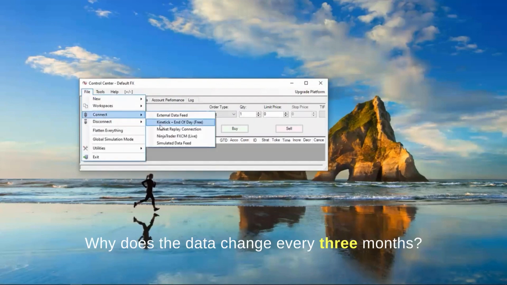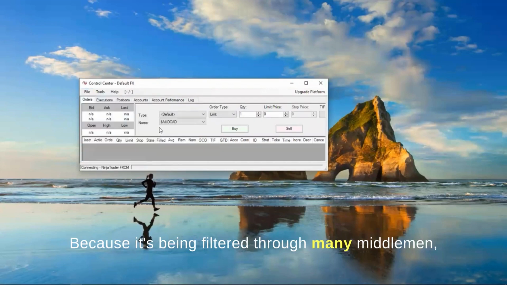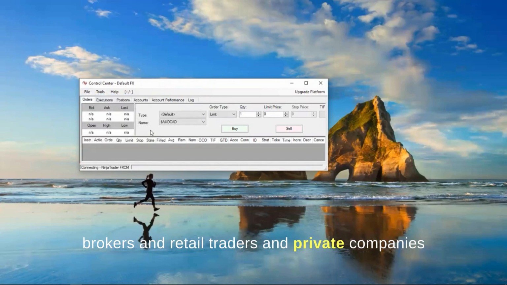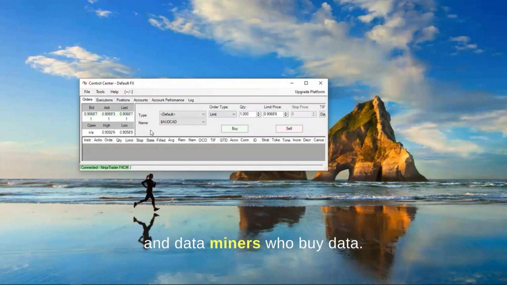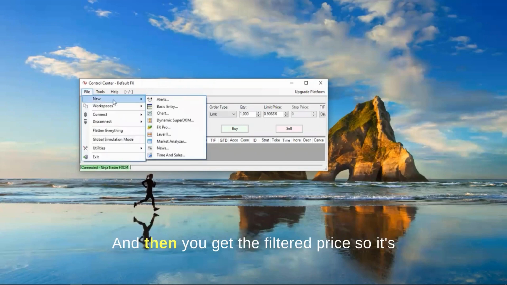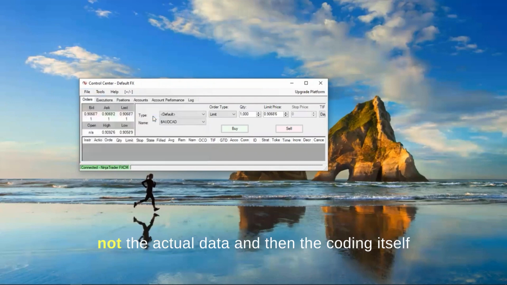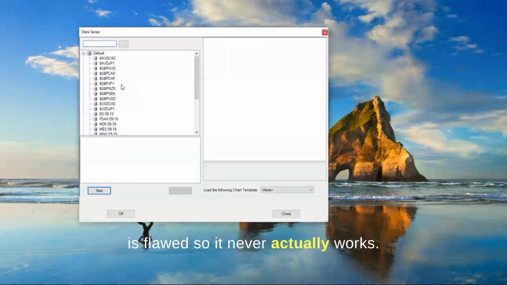Why does the data change every 3 months? Because it's being filtered through many middlemen, brokers, retail traders, private companies, and data miners who buy data. And then you get the filtered price. So it's not the actual data. And then the coding itself is flawed, so it never actually works.